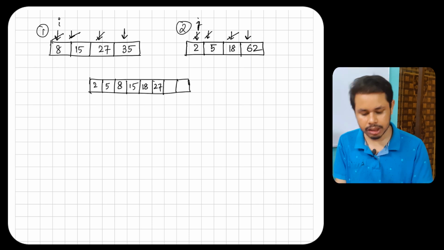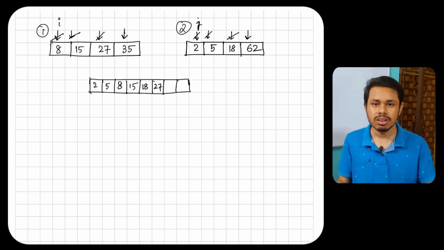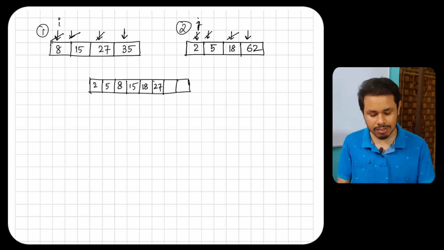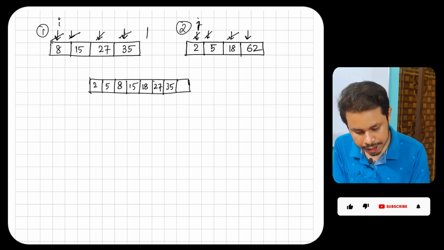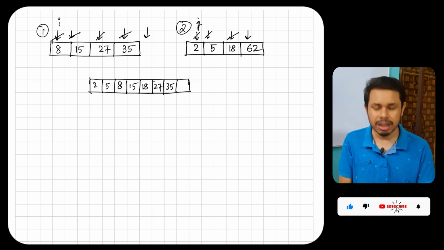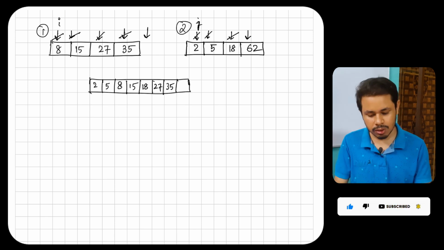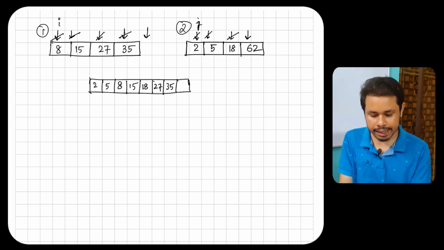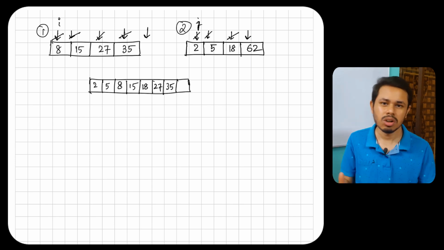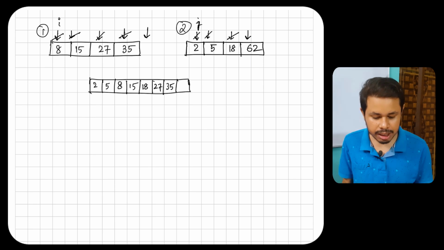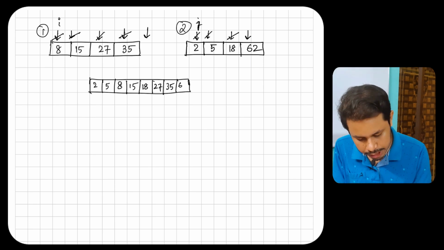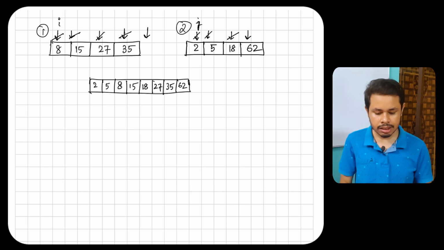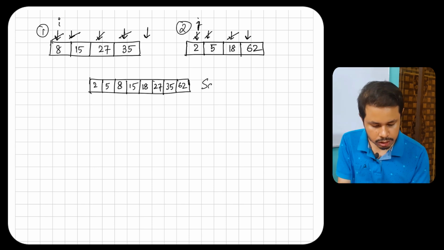So I just keep on incrementing the I pointer. Now 35 versus 62, which is smaller? 35. Now we just increment our I pointer, but it is out of the array index. So I found that this first array has no other elements left. So we have a single element left in the second array and we just copy that element, right? So this is our already sorted array.